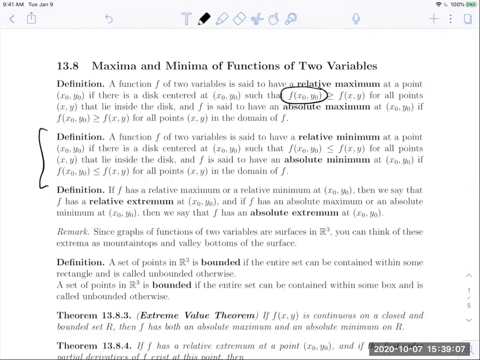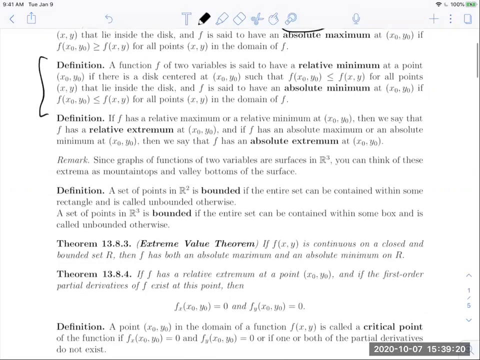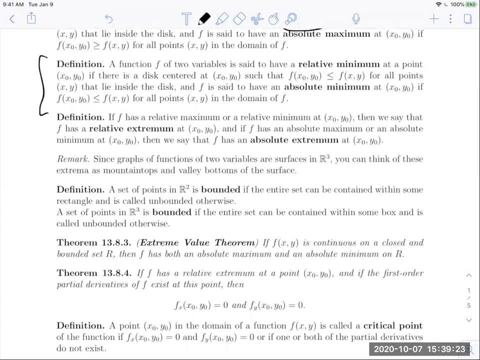So very similar indeed. The collection of all relative maxima and relative minima are called relative extrema, and the collection of absolute max and minima are called absolute extrema. So these definitions are very similar to what we talked about in Calc 1 when we talked about optimizing functions. However, in this case, since we're talking about graphs of functions of two variables, instead of lines or curves in two space, these are surfaces in three space.